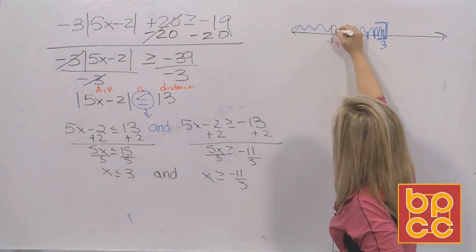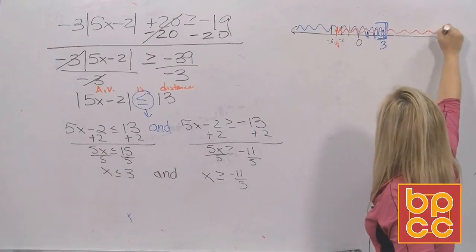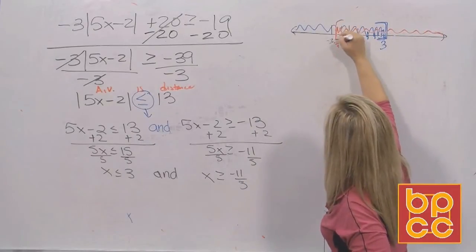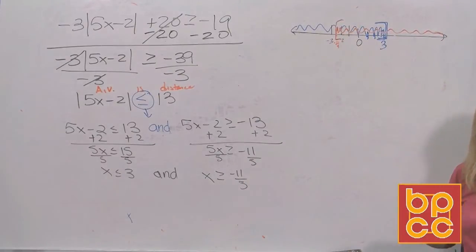Okay? And then greater than would go to the right. And it says equals, so it gets a bracket. So there's the picture drawn. So far, so good?